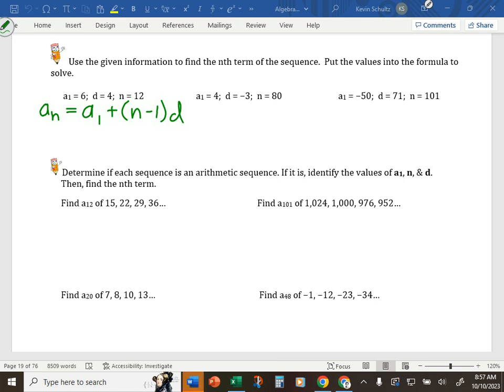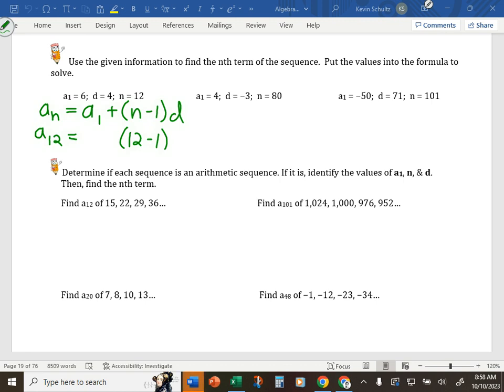Now, what number term of the sequence are we trying to find here? N, which is equal to 12. So we can rewrite this to be A12, because that's telling us we're looking for the 12th term. And again, this is going to be the answer, the 12th term of the sequence. I also know that in my parentheses, it's going to have to be 12 minus 1, because that n represents 12. Okay? What number represents A1? Where are we starting?